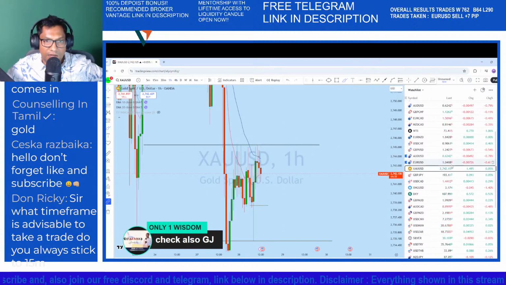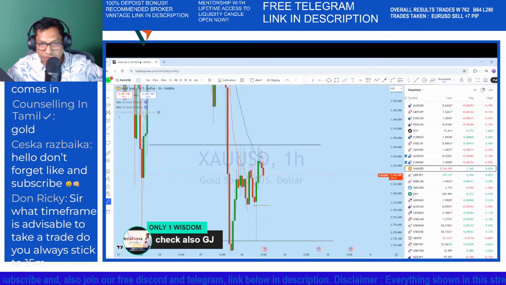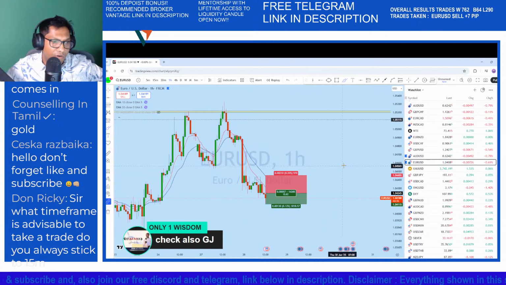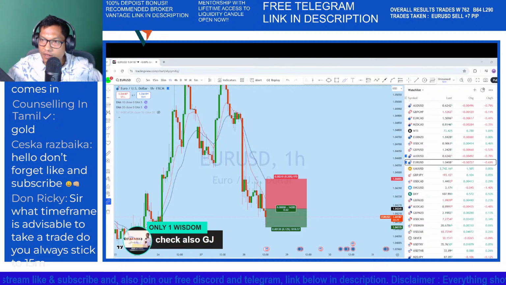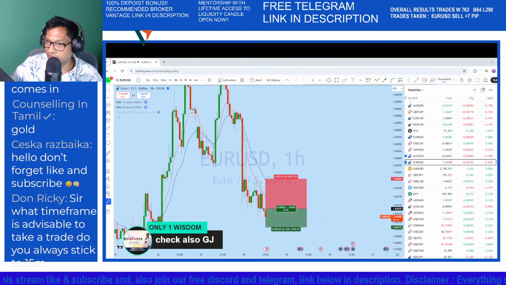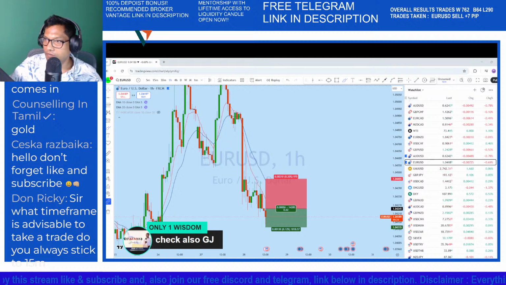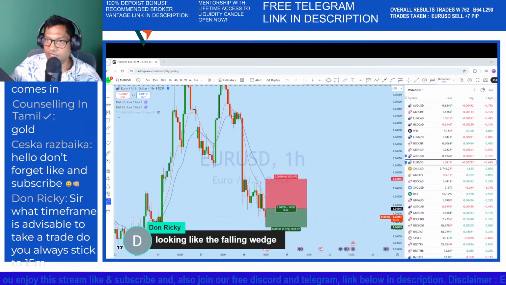XAUUSD doesn't make much sense to me yet for this price action. I will be waiting for further confirmation. EURUSD, we have a couple of pips gain. If you guys have gained some pips here, you can give a thumbs up. Looks like a falling wedge. Yeah, there's some kind of movement that we have seen.